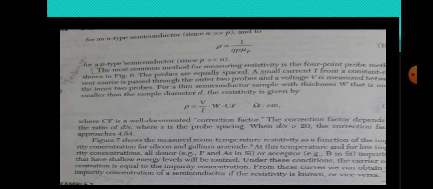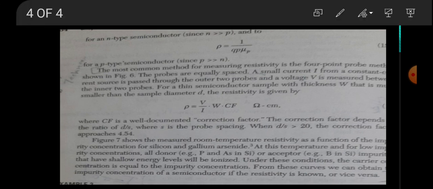Since p is very much greater than n in a p-type semiconductor, the most common method for measuring resistivity is the 4-point probe method. There are 4 probes, out of which a small current I is given in the 2 outer probes and voltage is measured in the inner probes. The probes are equally spaced. A small current I from a constant current source is passed through the 2 outer probes and the voltage V is measured between the 2 inner probes.